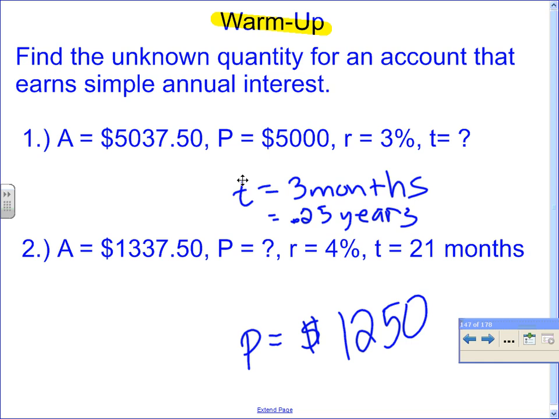Wow, so thumbs up, thumbs down on the warm-up. Much better than yesterday. Adam, is there something in particular? Okay, did you forget to convert? Did you hear what I told Mary or no? Okay, ready? So you have the balance, which is the $1,337.50, equal to P for principal, in parentheses 1 plus 0.04 times 1.75. After you multiply those, you get 0.07.